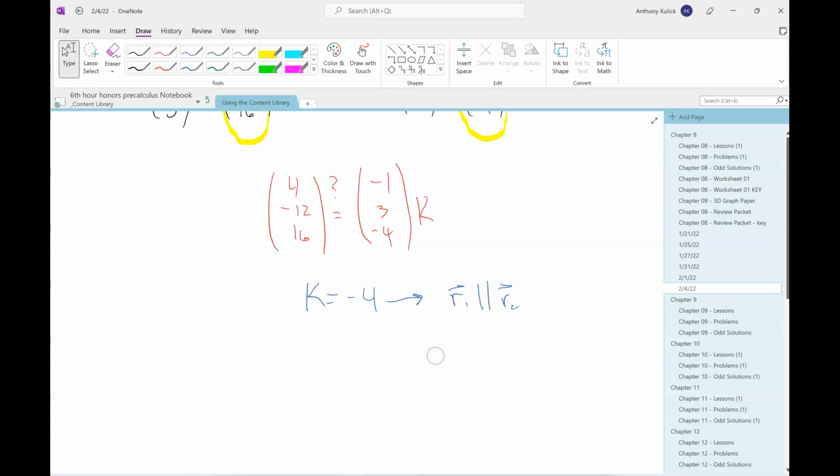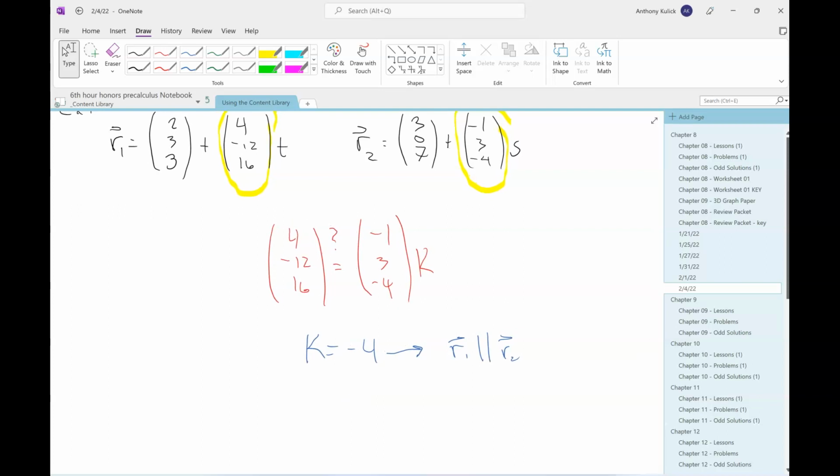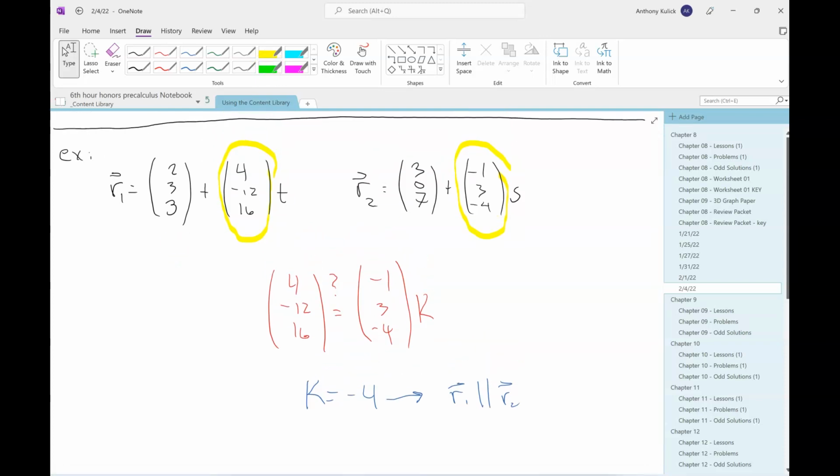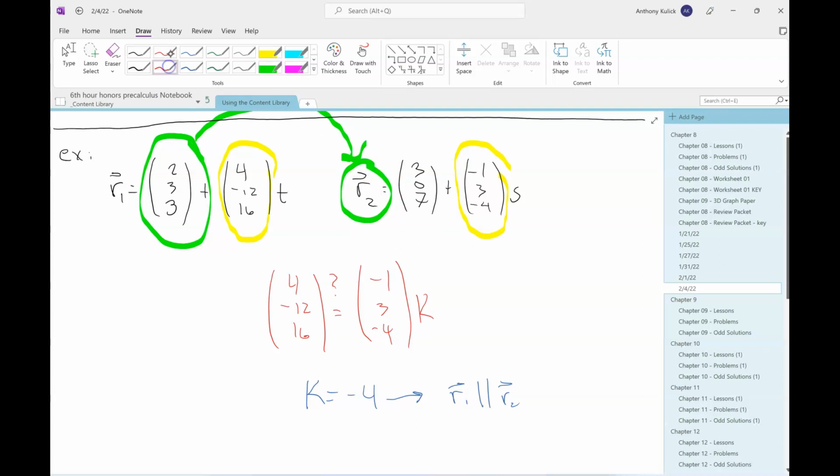Okay. But we know they're parallel. So what do we do then? What do we need to check now that we know they're parallel? Okay, great. So let's see if they're coinciding. And how do I do that? Yeah, I want to see if there's a point from R1 that's also on R2, or vice versa. So what I'm going to do is see, is the point 2, 3, 3 also a point on R2.